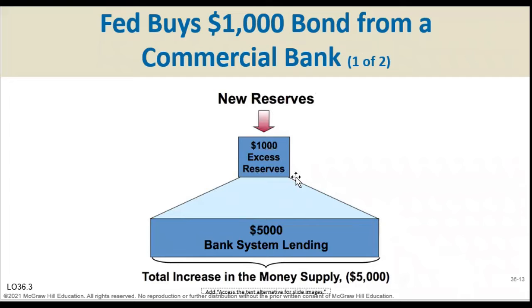Now the commercial bank will have that excess reserve that they will use to lend to the economy, and the multiplier will work to magnify this $1,000 in the banking system as a whole, because of this injection. This new reserve of $1,000 will generate $5,000 in the banking system.